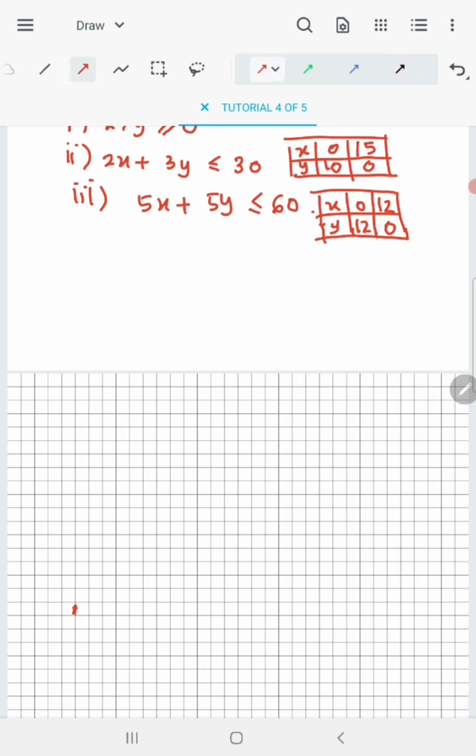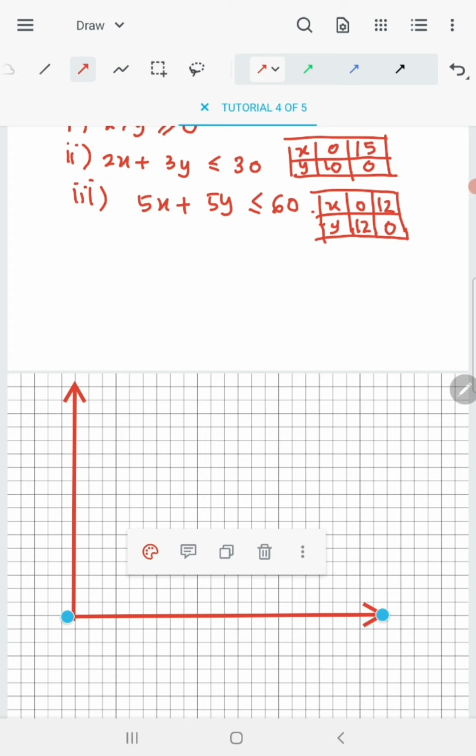Okay, in your graph, say here is the x-axis, and here is the y-axis. So the first step is the x and y-axis.